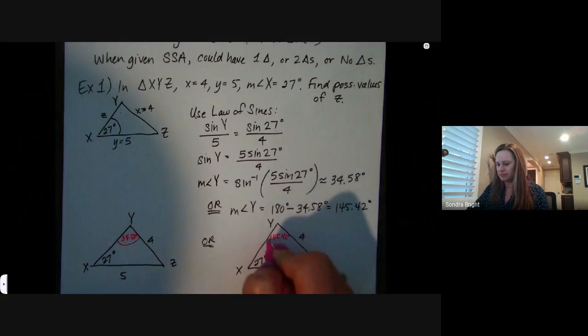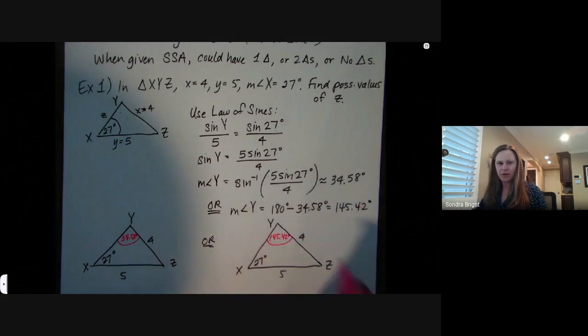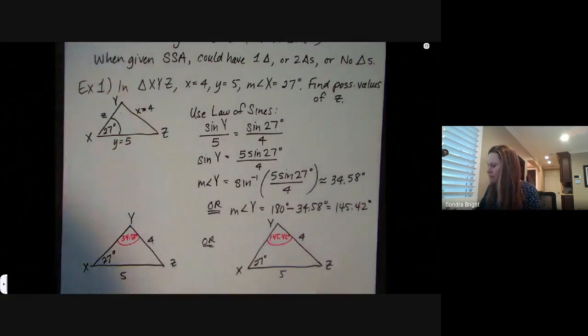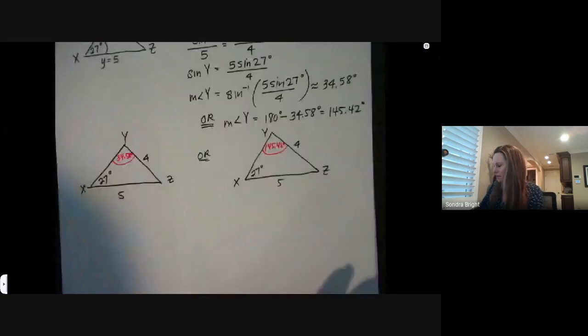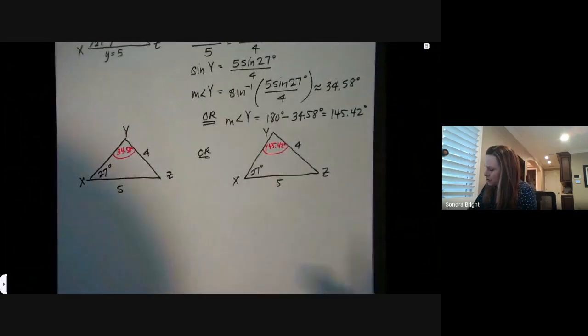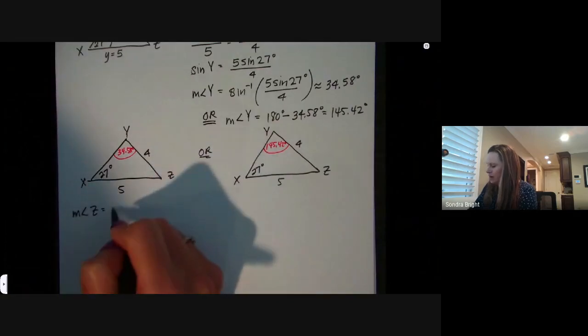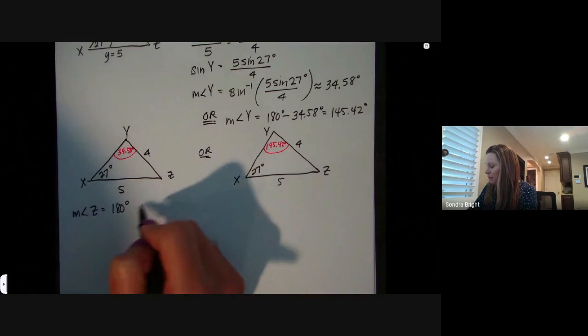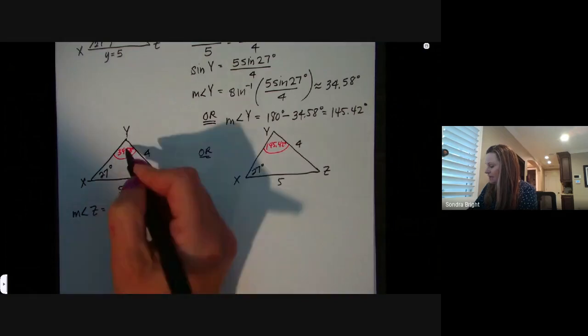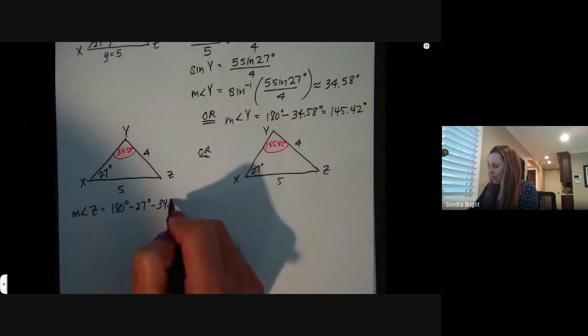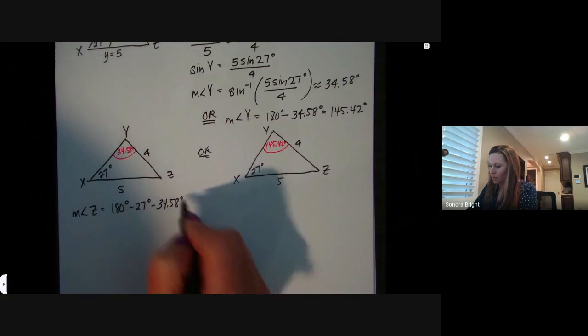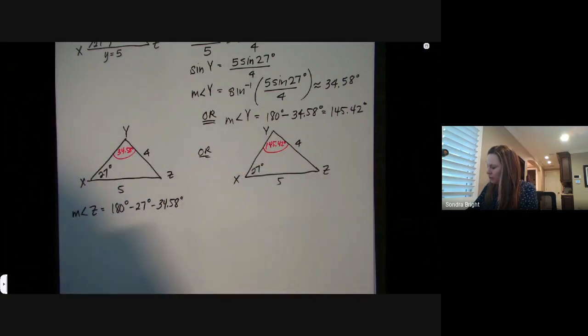All right. So how do we know if both of them work? Well, you go to find angle Z. And in this case, the measure of angle Z would be 180 degrees minus 27 for angle X and minus 34.58 for angle Y. And you'll end up with 118.42 degrees.